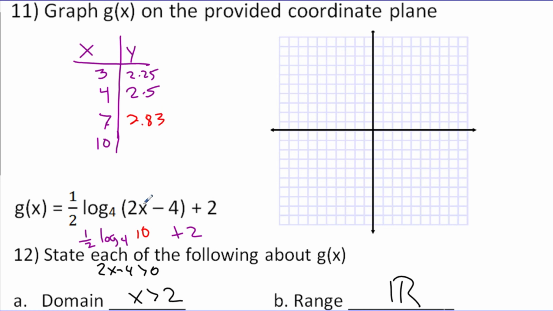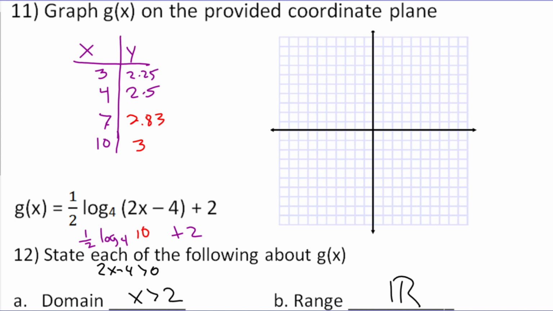And so I'll do one more. This says 10 times 2, which is 20. 20 minus 4 is 16, and we actually got a nice value here, because this is saying log base 4 of 16. Well, log base 4 of 16 is just 2. Half of that is 1, plus 2 is 3. So here are some good points.